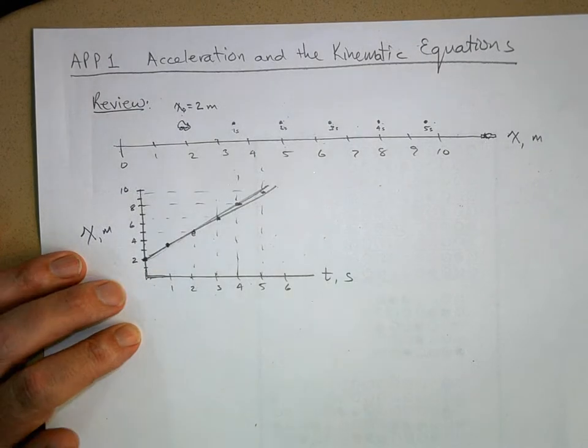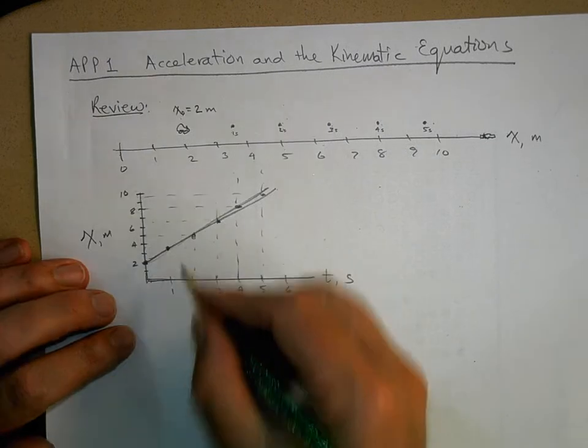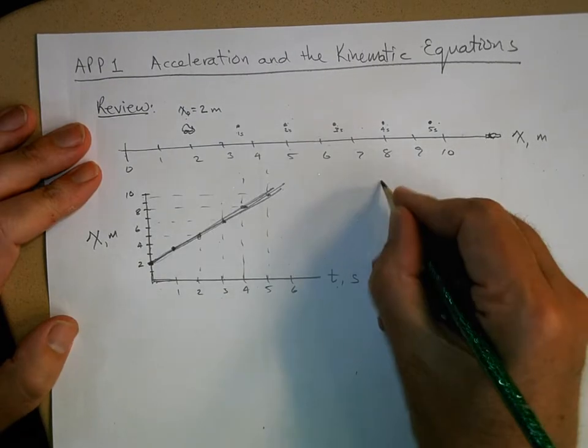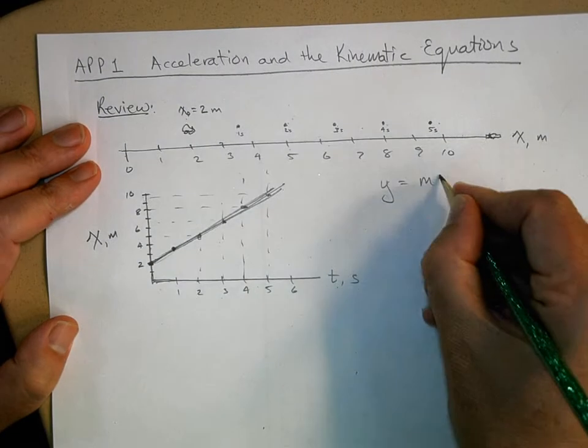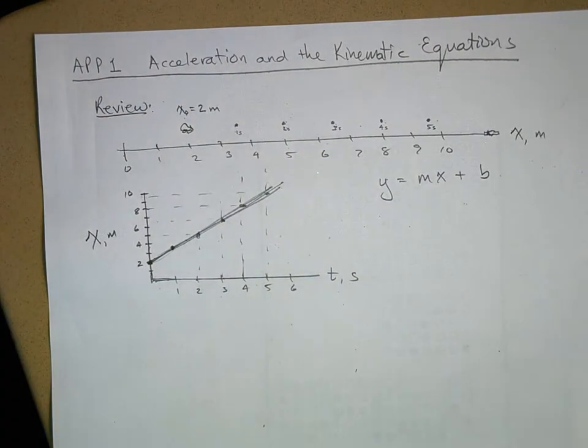Now, even if your data is a little crooked because you didn't measure it perfectly, you just draw your best fit straight line through the data. And this is what we did with the buggy car. This is constant velocity. And then we said y equals mx plus b, right? This is a straight line. And this is the equation for a straight line, y equals mx plus b.